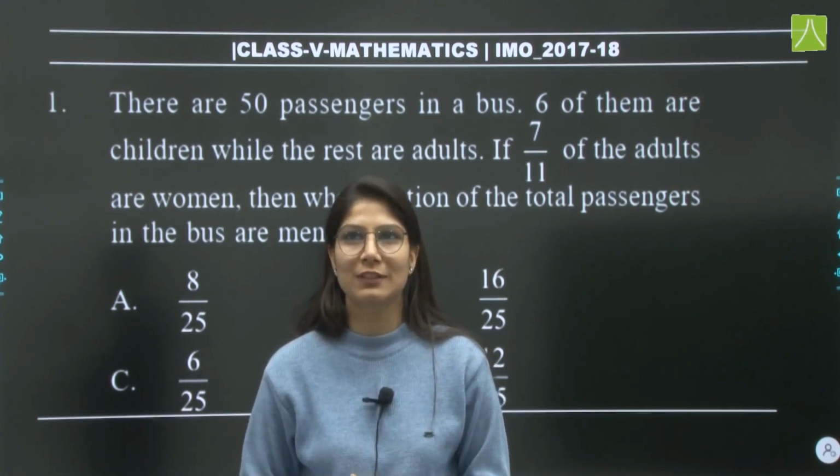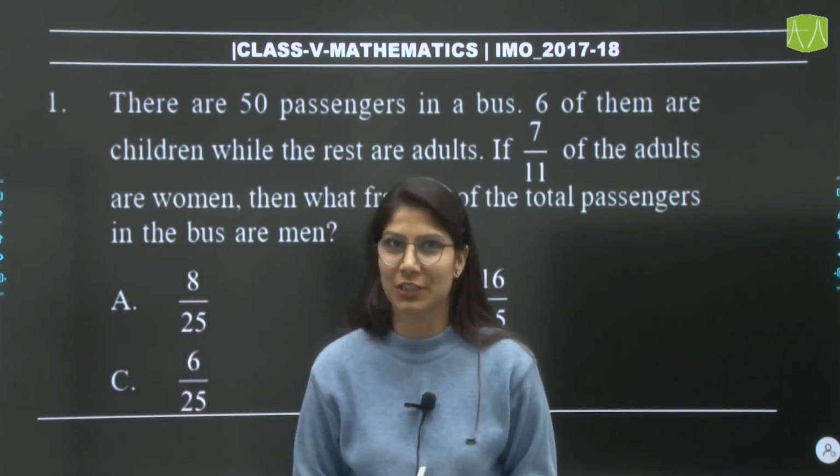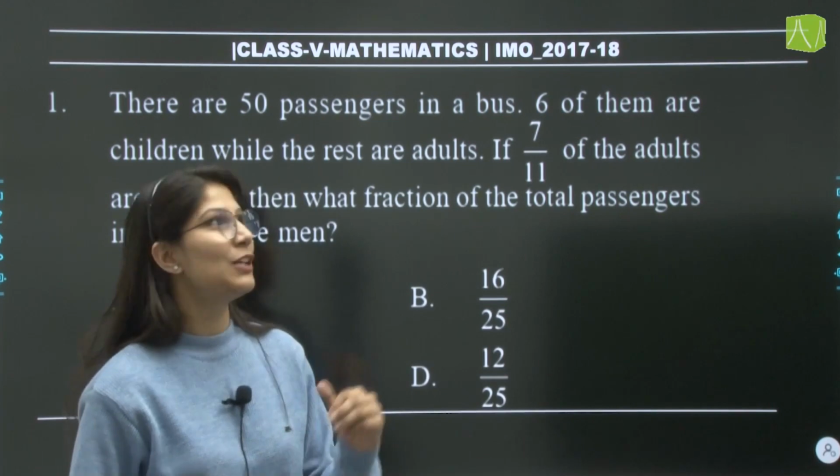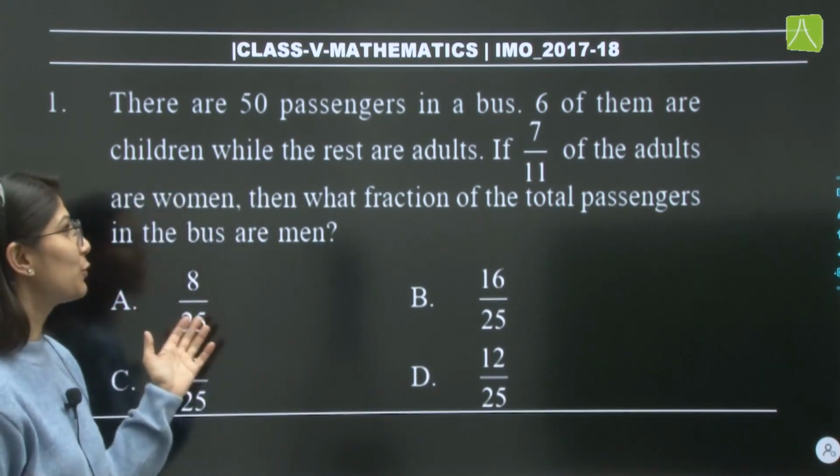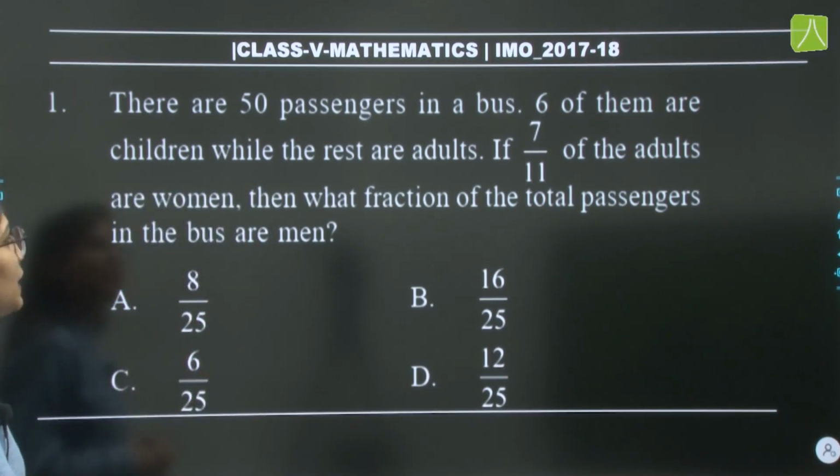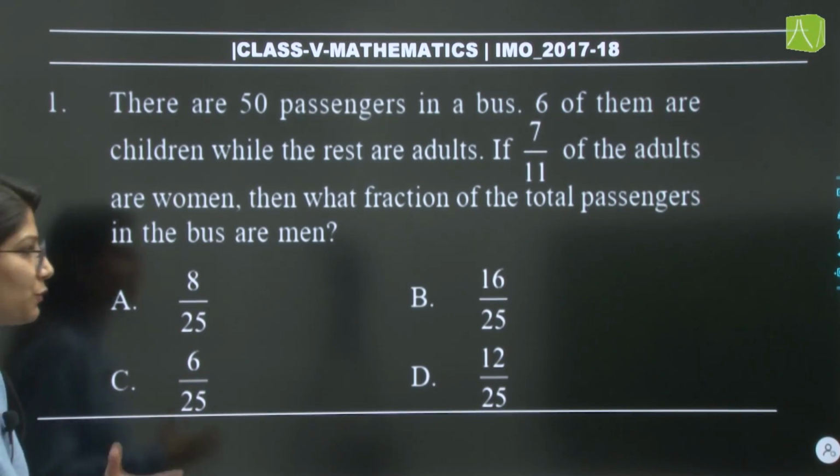Today we are going to solve some questions of IMO examination 2017-18. So here's the first question we are going to solve. Let's read it. There are 50 passengers in a bus. 6 of them are children while the rest are adults. So first write this information.